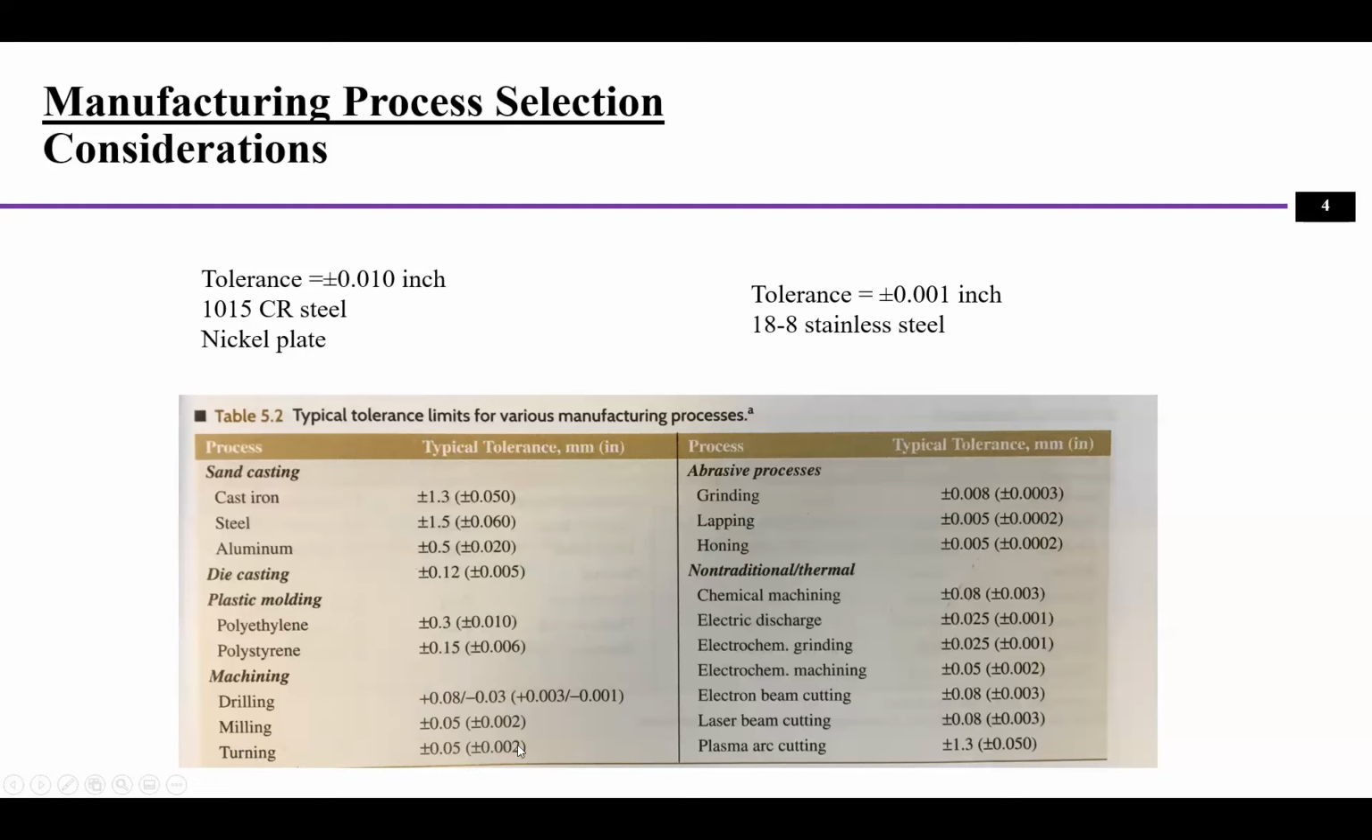The milling and turning cannot get into 0.001, and then abrasive processes, yeah, they will get us into the 0.001 tolerance, and also some non-traditional processes can do that as well. And in this case, we will have to think about which process we need to choose. Not only the functional and quality aspects, but also we have to think about the cost, because the cost of those processes varies a lot.